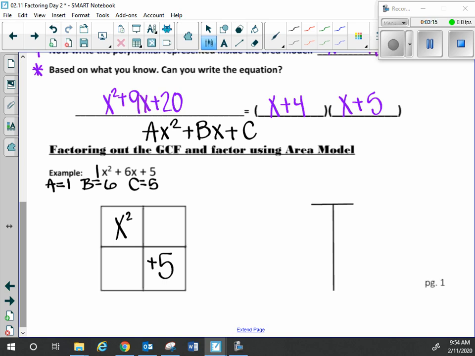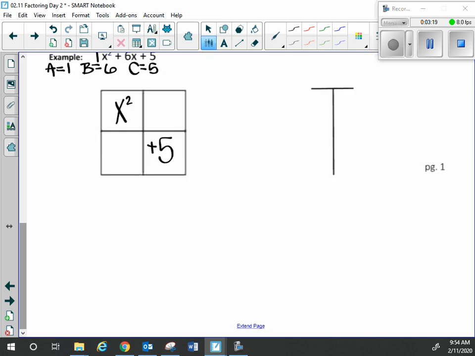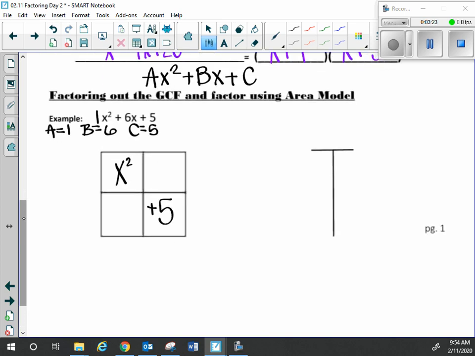So you're going to do the same thing. Now when it comes to that diagonal, we're going to look at not just your c value, but we're going to multiply a times c. In this case, a is 1, c is 5, so will it really make a difference? No, but sometimes it will. So what's a times c? 5. So we're going to look for factors of 5 that have a sum of 6 because of that center term. 1 and 5. It's the only way you can multiply and get 5, and lucky for us, it adds up to 6.